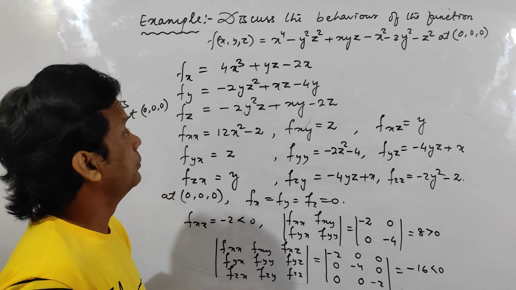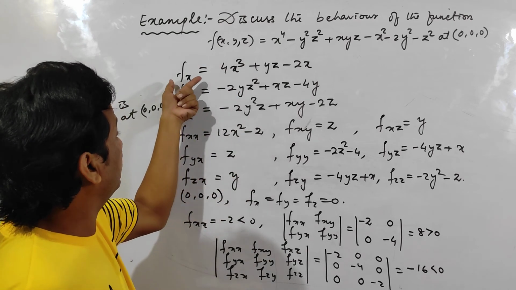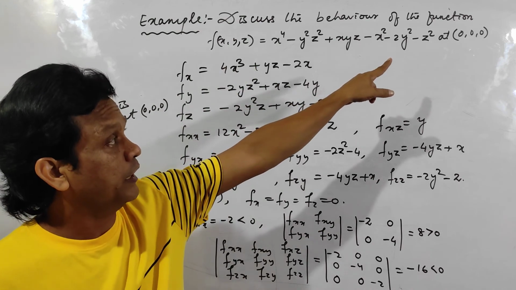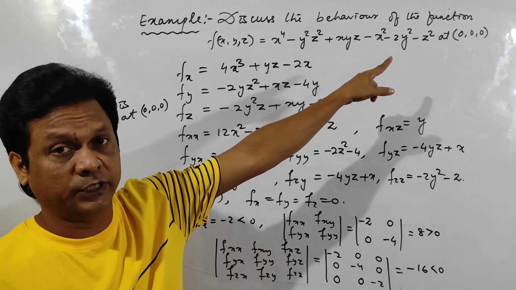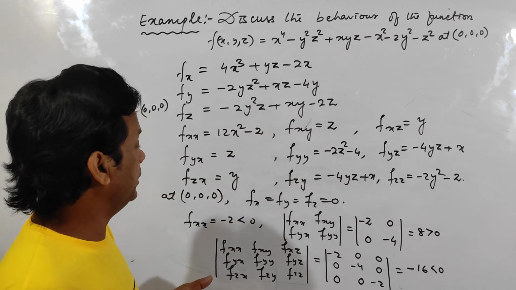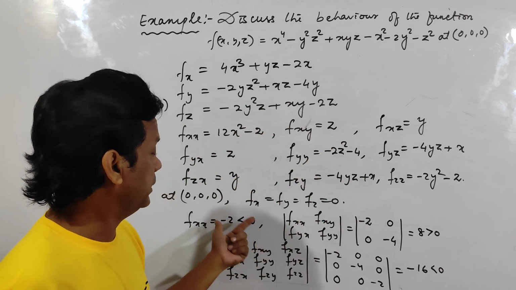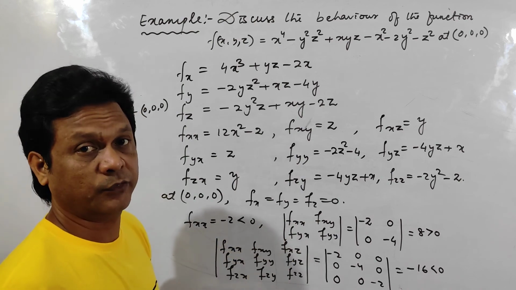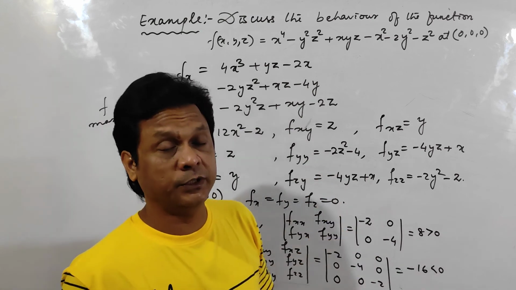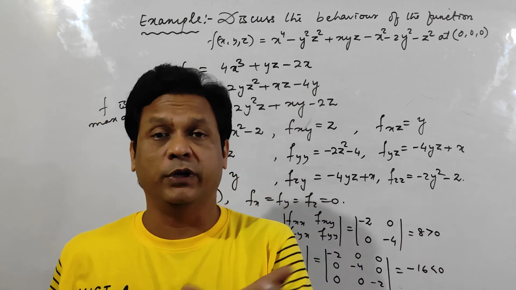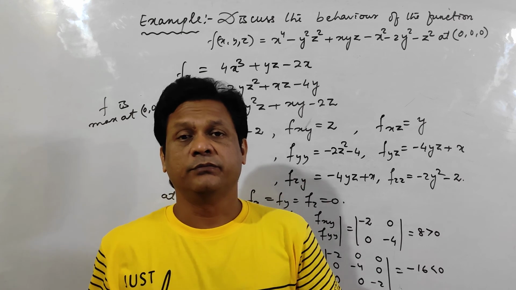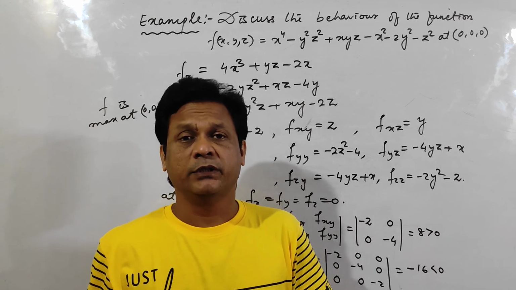Clear? So first of all, you want to find out fx, fy, fz, and whether these three values are 0 at the given point or not, you want to test. And then you want to find out the second order partial derivatives and apply these three cases. Okay. So in this way you can test the behavior of a function of three variables at a given point. So I will give you some questions and do these problems.